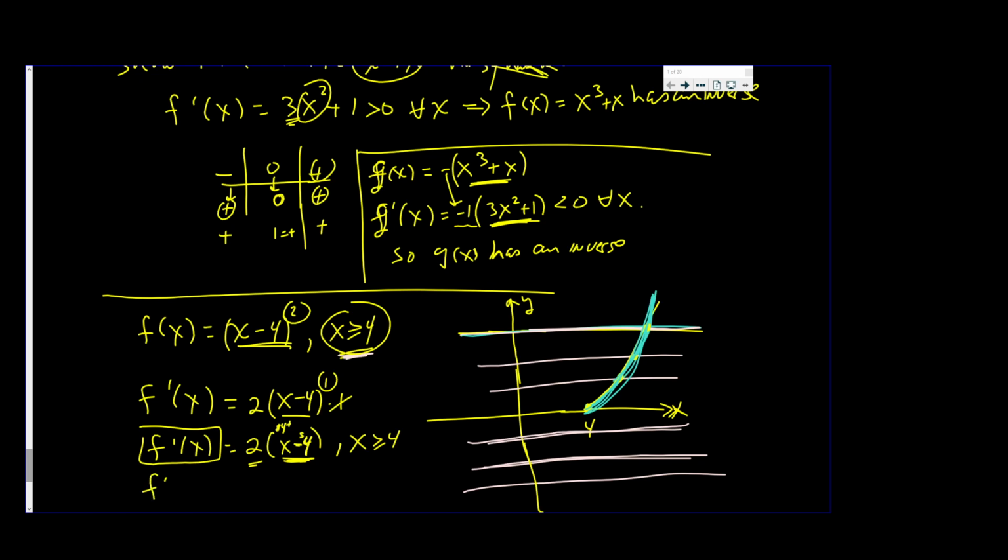Okay, f prime of x is greater than or equal to 0 for all x greater than 4. This implies f of x has an inverse. Okay, because the derivative is never both positive and negative.